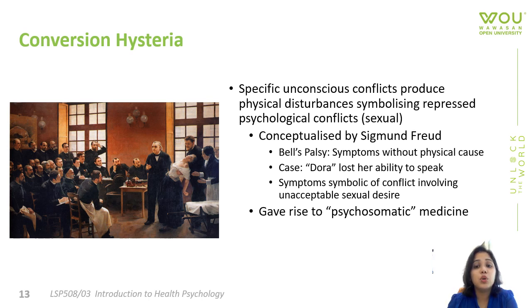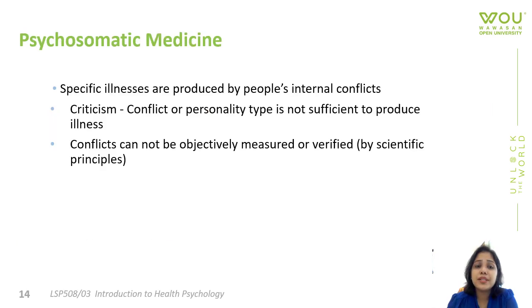And there was the case of Dora, who lost her ability to speak without any physical condition or physical findings, right? So these gave rise to psychosomatic medicine. Psychosomatic medicine looks at soma, which is the body, and psyche, which is the mind. So, body and mind medicine. Now the psychosomatic medicine looks out of that on their overall health, including physical health.